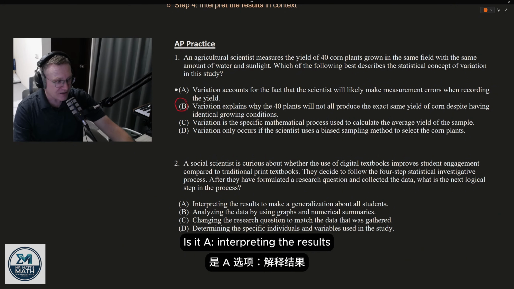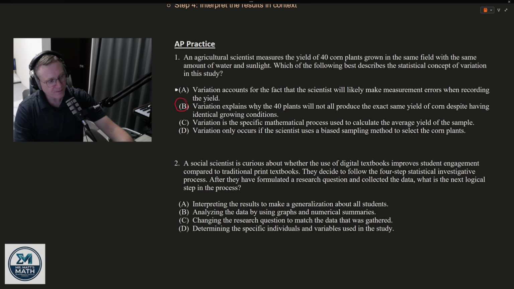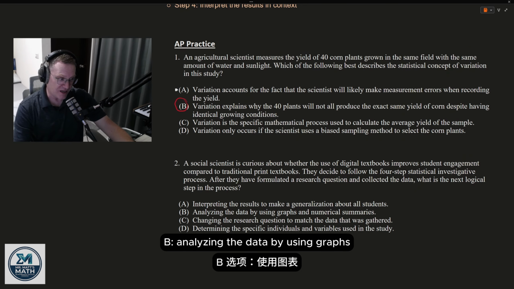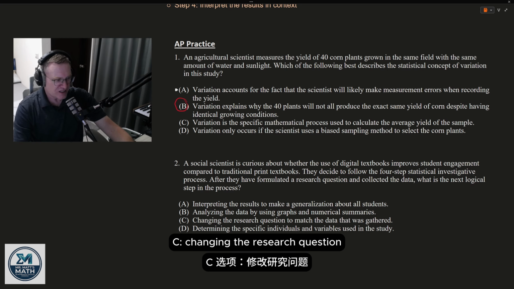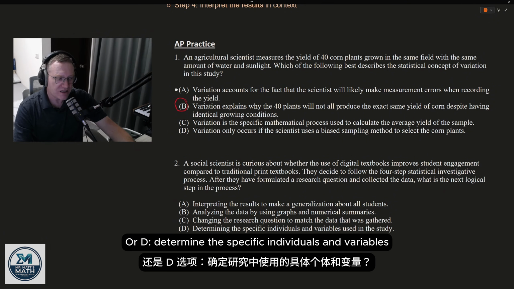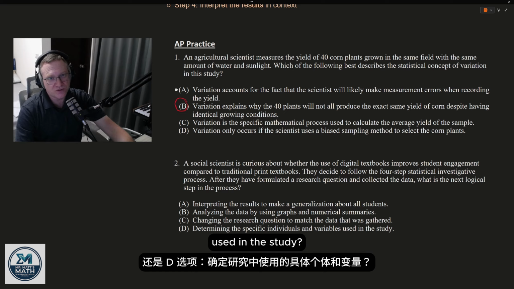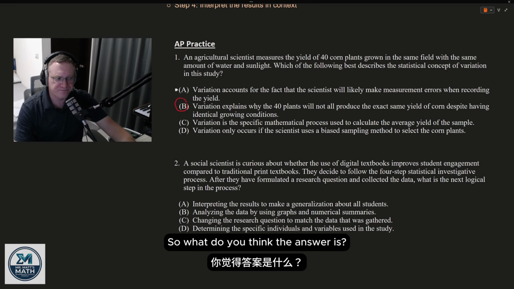Is it A, interpreting the results to make a generalization about all students? B, analyzing the data by using graphs and numerical summaries? C, changing the research question to match the data that was gathered? Or D, determine the specific individuals and variables used in the study? So what do you think the answer is?